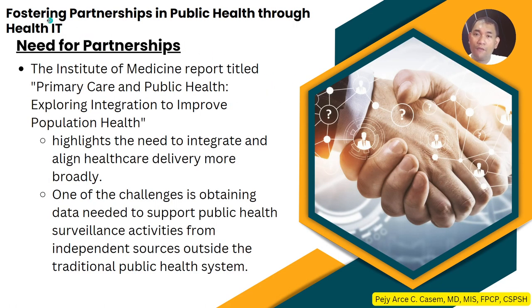Then we now have to foster partnerships in public health through health IT also. So, the need for partnerships. In the book, it states that the Institute of Medicine report titled Primary Care and Public Health: Exploring Integration to Improve Population Health highlights the need to integrate and align healthcare delivery more broadly. But one of the challenges is obtaining data needed to support public health surveillance activities from independent sources outside the traditional public health system. We all know that data in healthcare is very sensitive personal information according to data privacy policy. So it's not easy to let someone get your data. It needs an ethics review or even permission from the legal department of your institution.